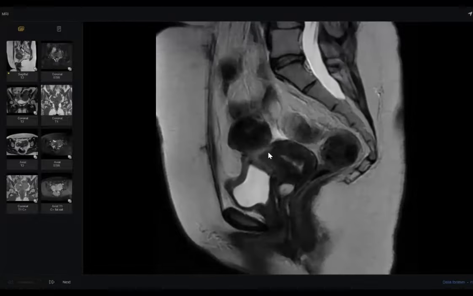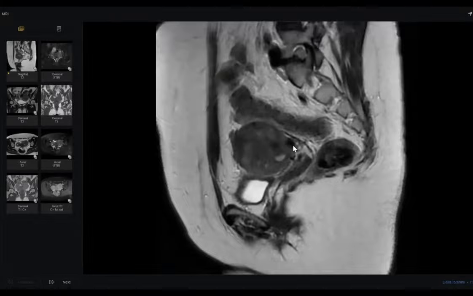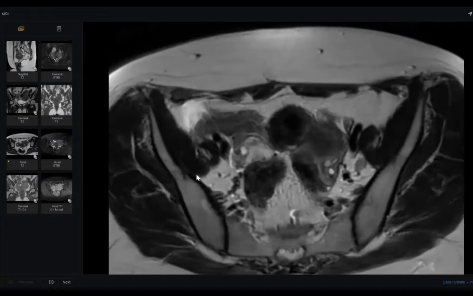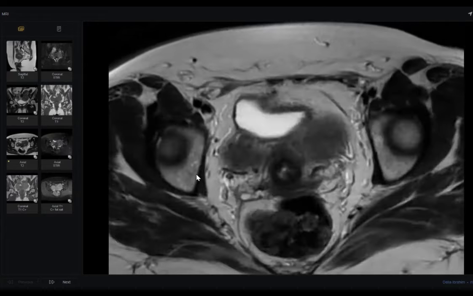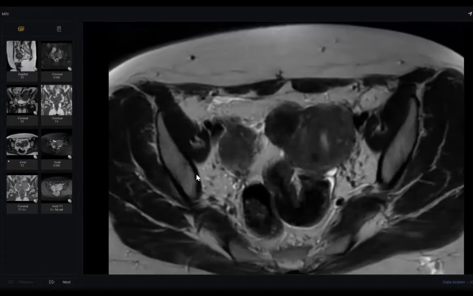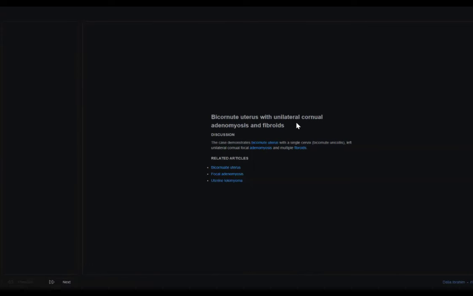Second, what is this? And what is this? Few fibroids. Third, we should go to the axial to see this bicornate uterus. One cervix, one vagina. The differential diagnosis is didelphys. This is not didelphys or septate, according to the angle. The angle here is very wide, and it's very obvious in MRI. These are two separate cornua. So it was a bicornuate uterus with unilateral cornual adenomyosis and fibroid.